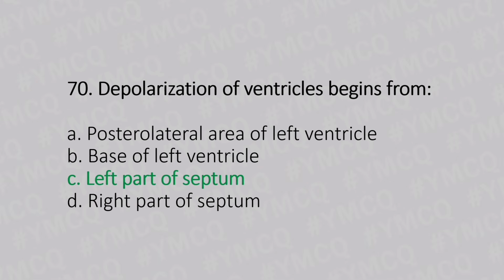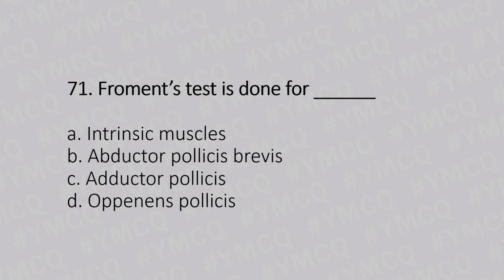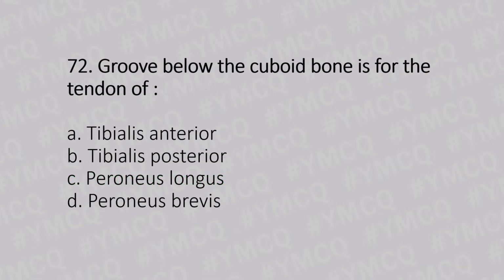Moving to our 71st question, Froment's test is done for dash. Option A, intrinsic muscle, option B, abductor pollicis brevis, option C, adductor pollicis brevis, option D, opponens pollicis, and the answer is option C, adductor pollicis.